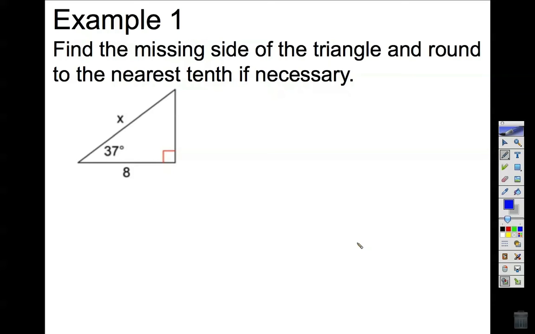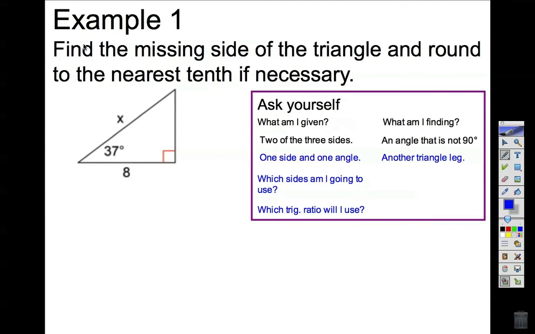In example 1, we are asked to find the missing side of the triangle, and we're going to round to the nearest tenth if necessary. So you want to ask yourself, what are you given? Are you given two of the three sides, or are you given one side and one angle? And by given, I mean numerical values. Here's a numerical value that's given. This is our angle. Here's another numerical value that we're given. This is the opposite. Here's my 90 degree. Here's my hypotenuse. And here's my adjacent. So I'm given an angle and an adjacent, and I'm asked to find the hypotenuse.